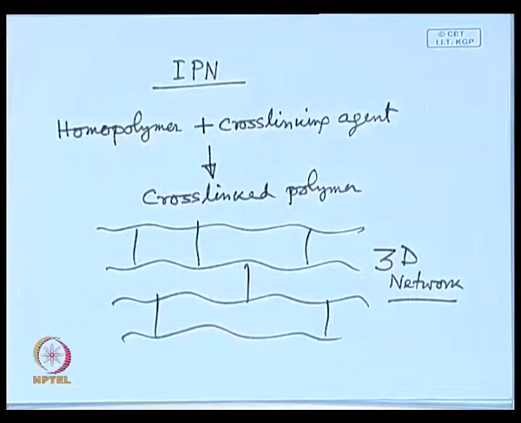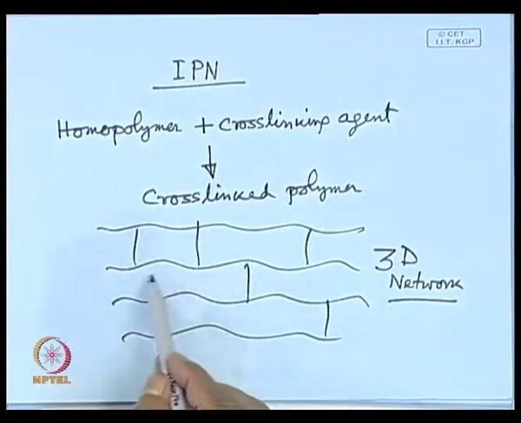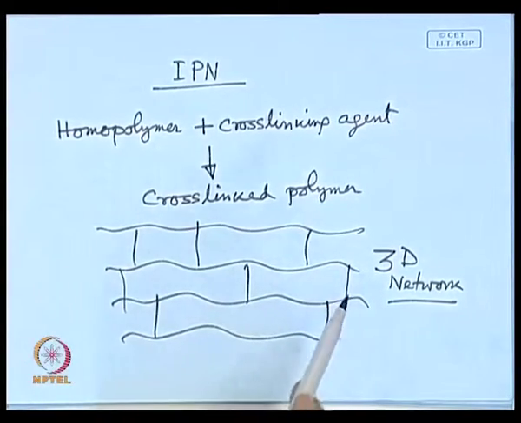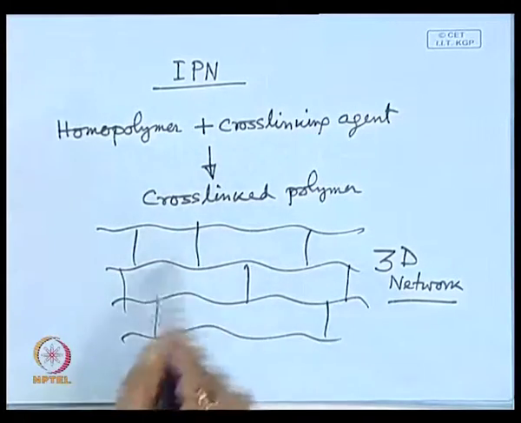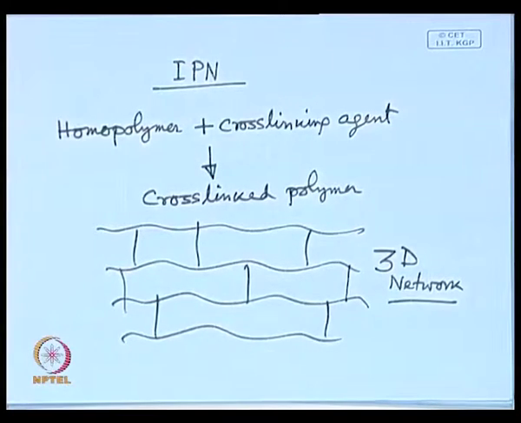Clear? You grow a second polymer within this network, inside this free volume, interpenetrating. You understand? You have a 3D network, and within the 3D network you are growing another polymer system. That polymer will be grown inside this network, and you can call it an interpenetrating network.